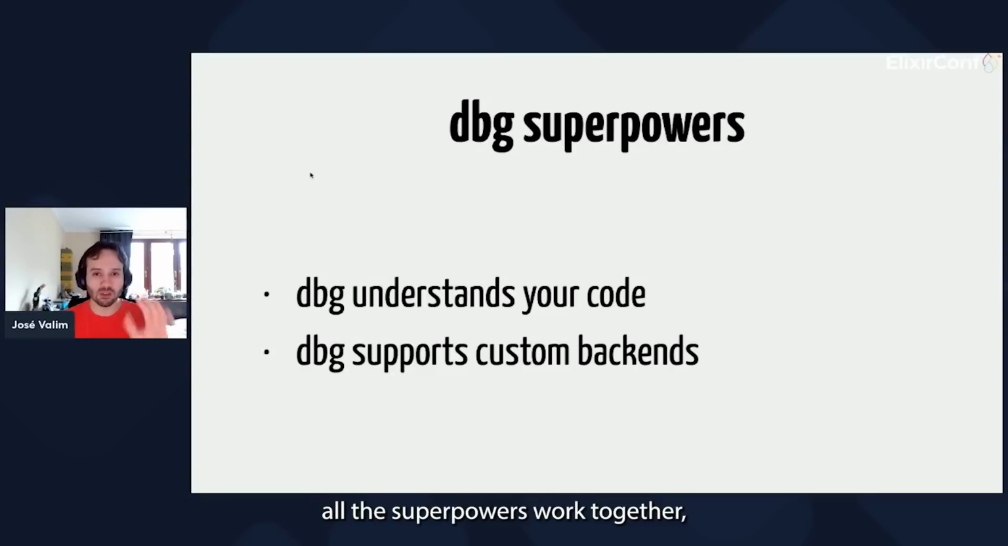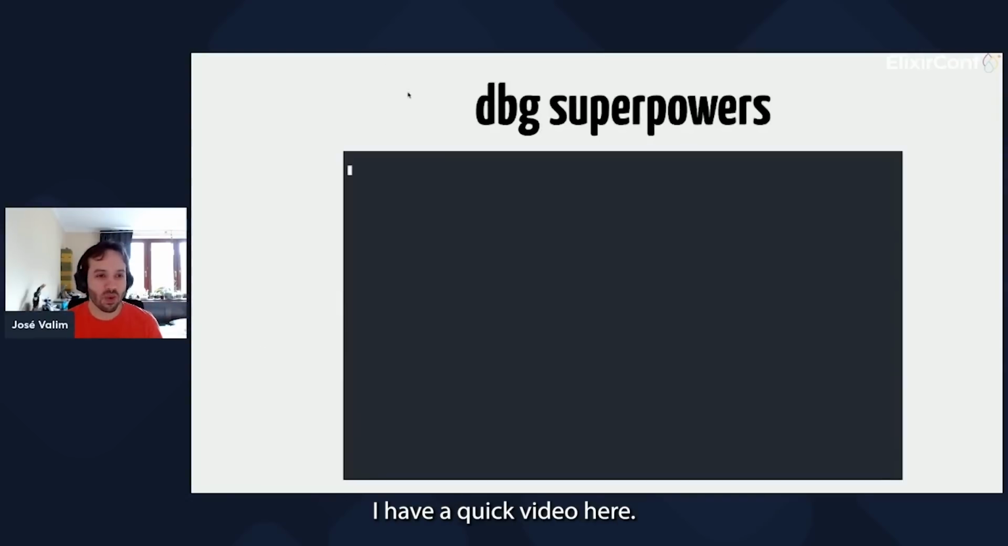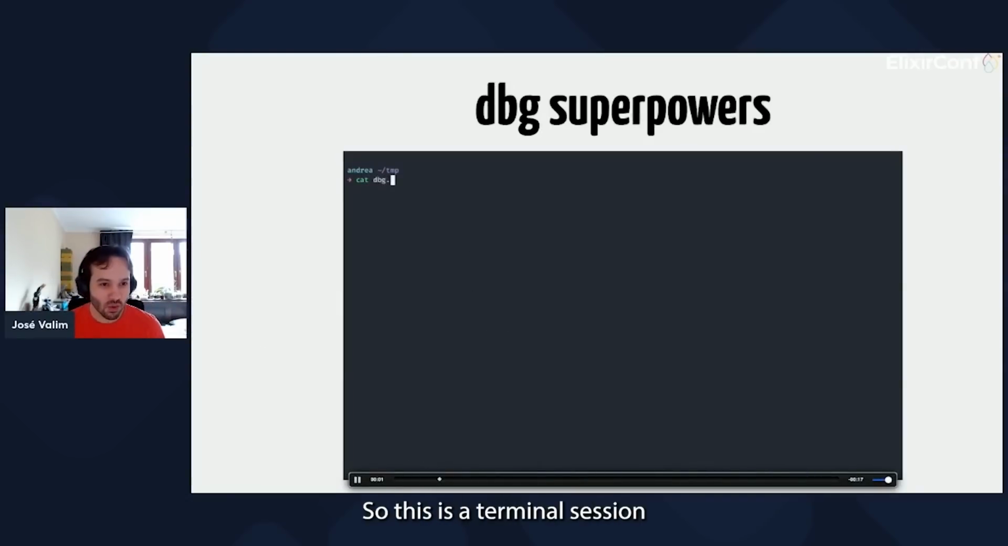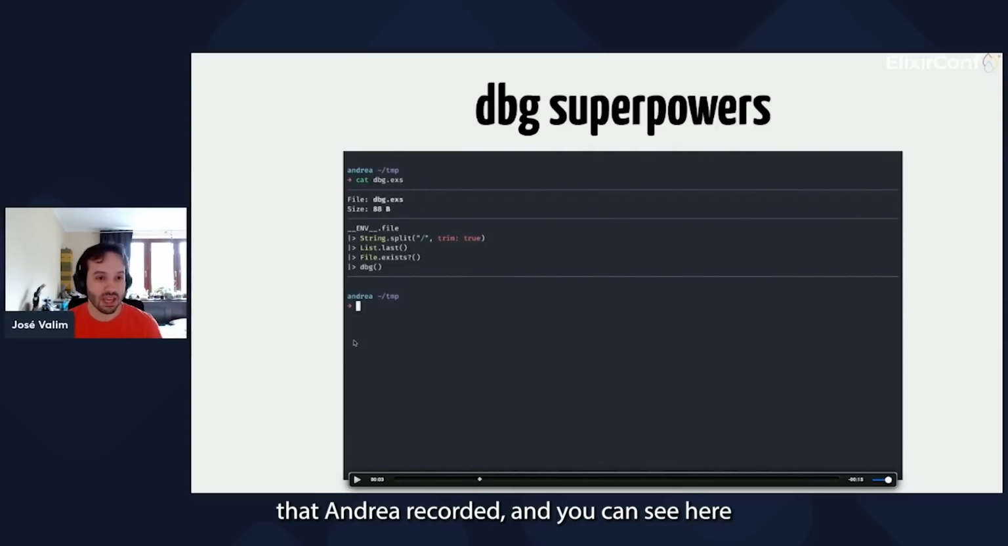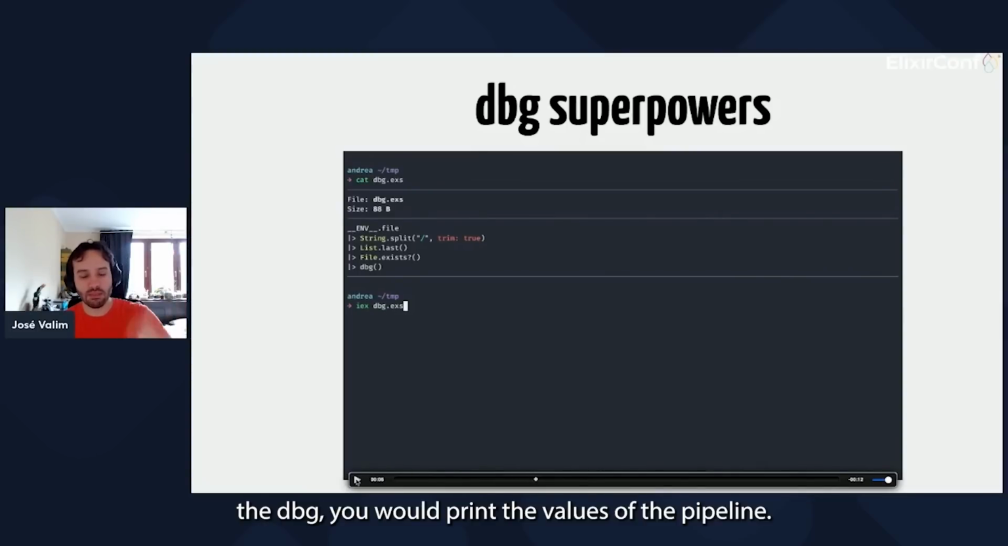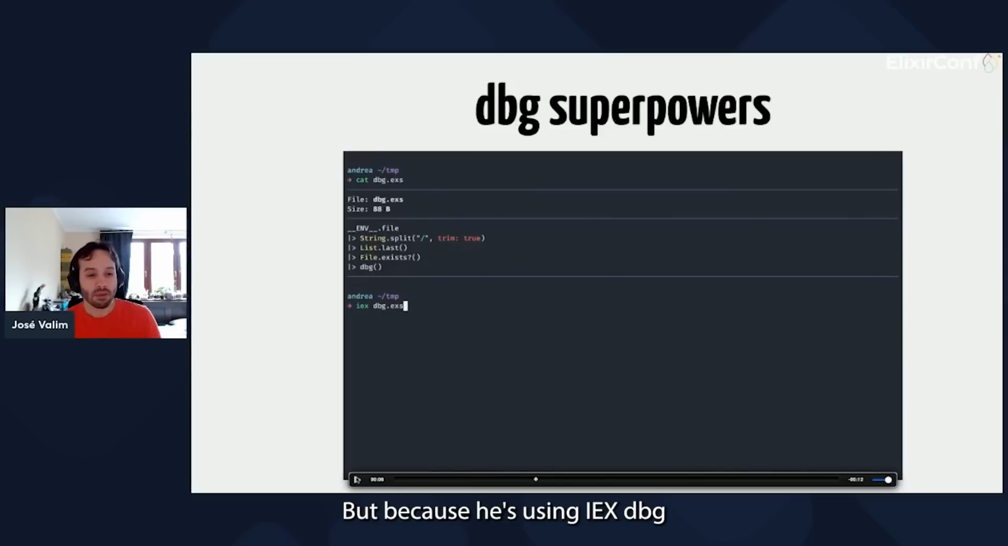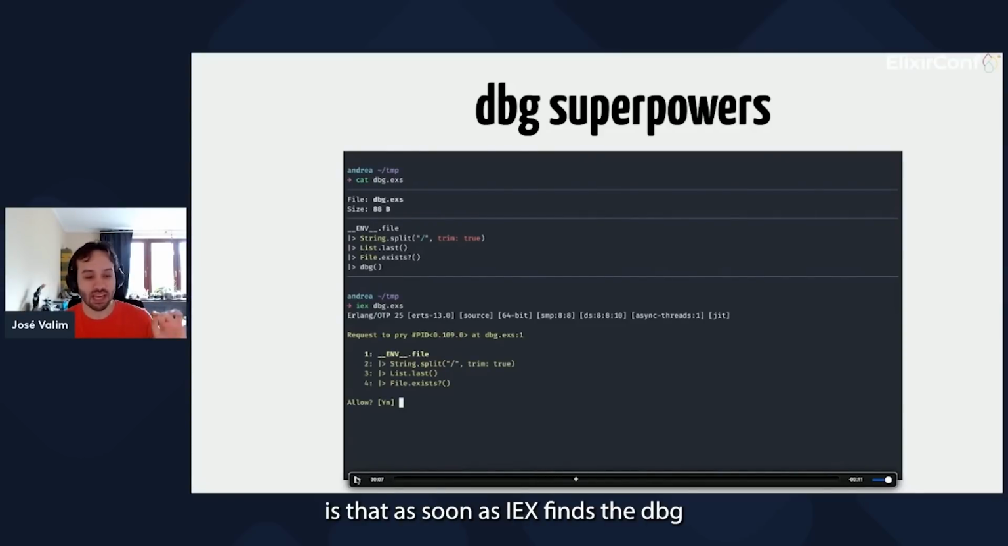To show how the superpowers work together, I have a quick video here. Let's see if this works. This is a terminal session that Andrea recorded, and you can see here that he has this dbg exs file, and it has a single pipeline in here. If he executed this with Elixir, dbg would print the values of the pipeline. But because he's using IEx, as soon as IEx finds a dbg, it has a custom backend. It's going to say, hey, do you want to pry?